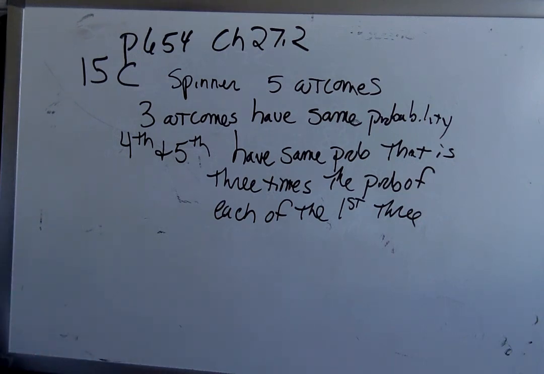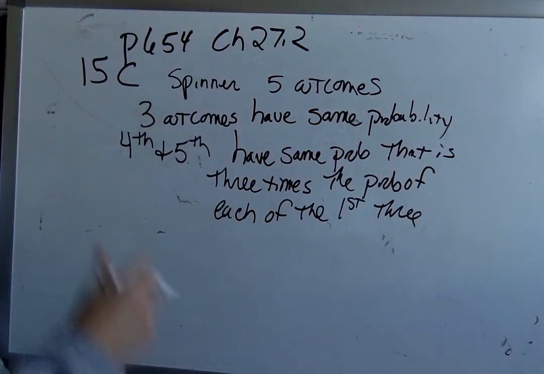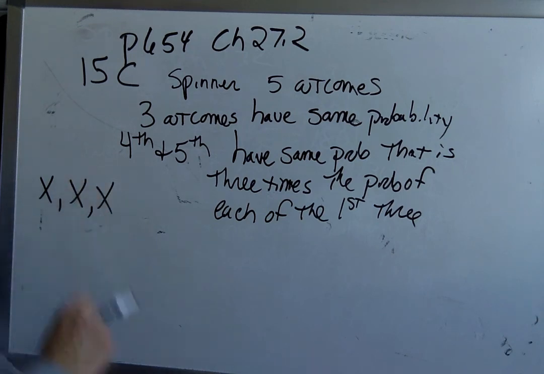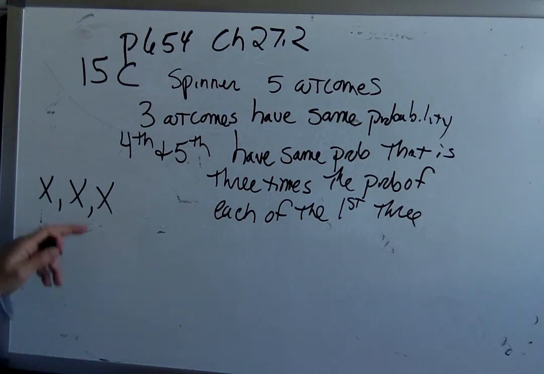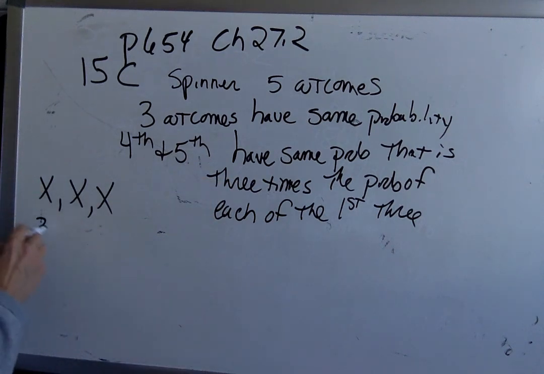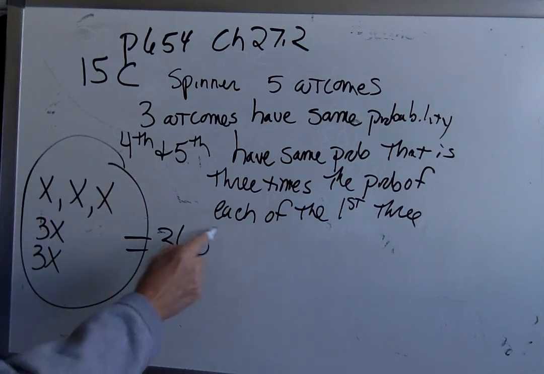So we're going to approach this algebraically. 3 outcomes, they all have the same. Don't we love x? So that would be like x, x, x. Those are 3 slices that have the same degrees, the same probability, right? Okay, now the 4th and the 5th one. They're going to be the same, but it's 3 times one of these. So apparently the 4th one is 3x, and the 5th one is 3x. 1, 2, 3, 4, 5. Those are my 5 slices. And all of that together has to equal 360 degrees.